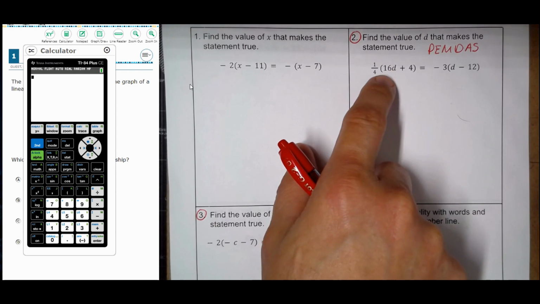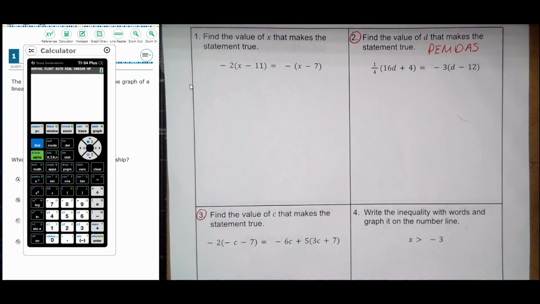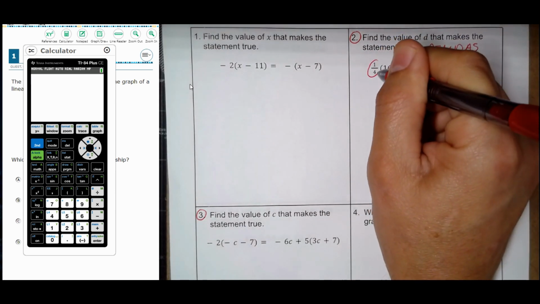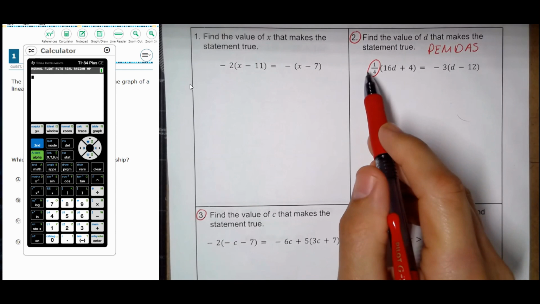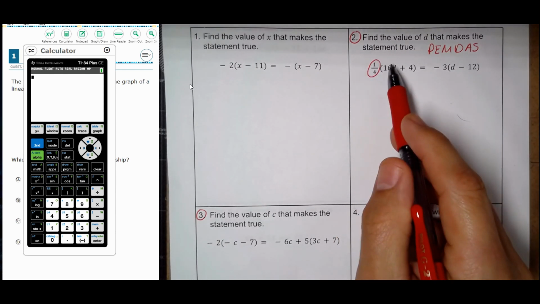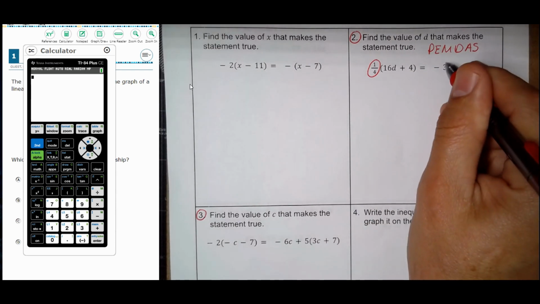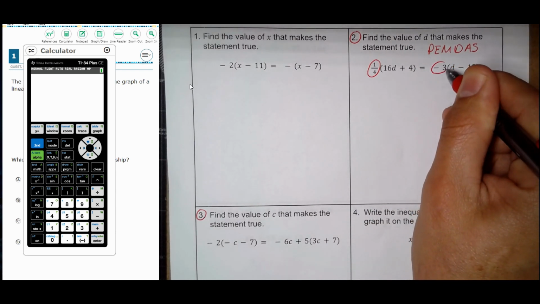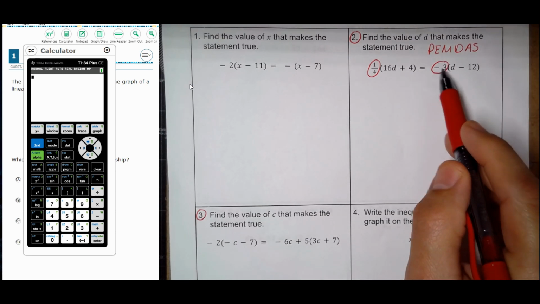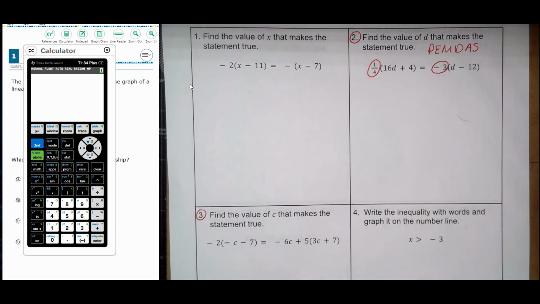The way we deal with the parentheses is we distribute what's in front of it, including the sign that's in front of it. For instance, on this front one right here, we have 1 over 4. It doesn't have a sign in front of it, which means it's positive. So we're going to distribute that to both terms that are inside of the parentheses. On the right side, we're going to do the same thing, with the exception of we have a negative sign in front of that 3. So we're also going to distribute that negative sign with the 3. So it'll be negative 3 times D and negative 3 times negative 12.